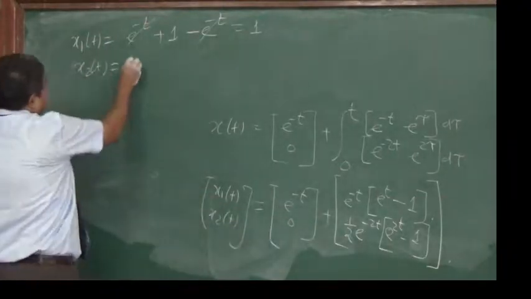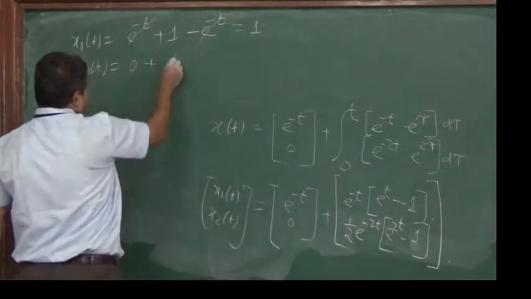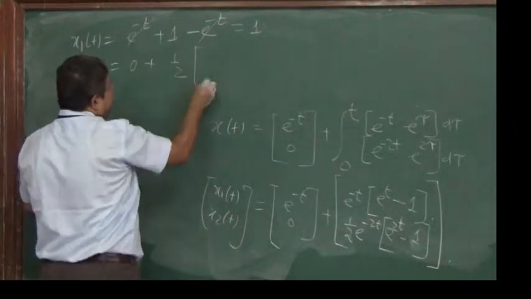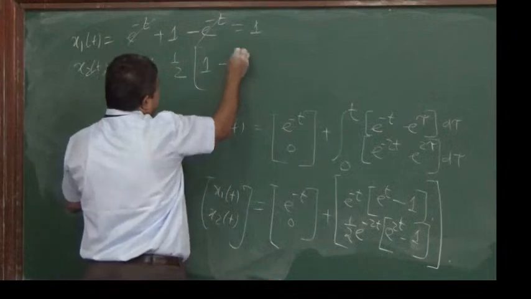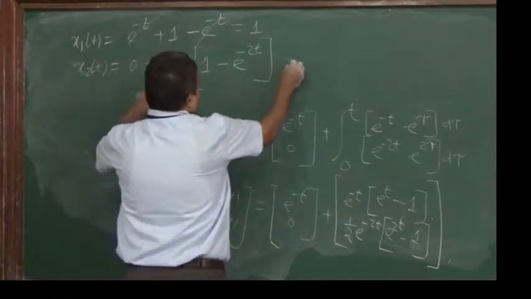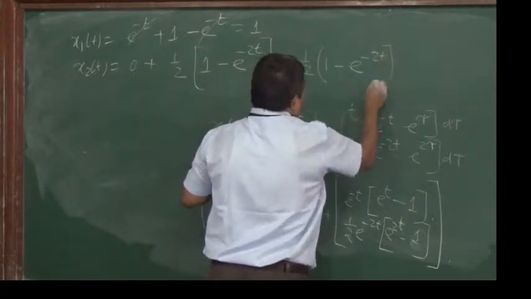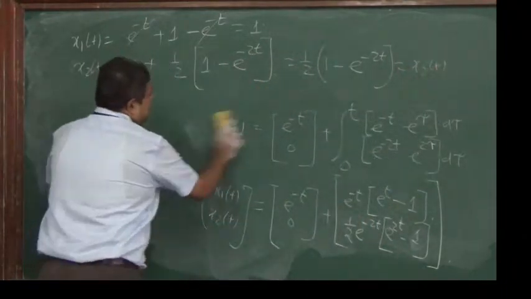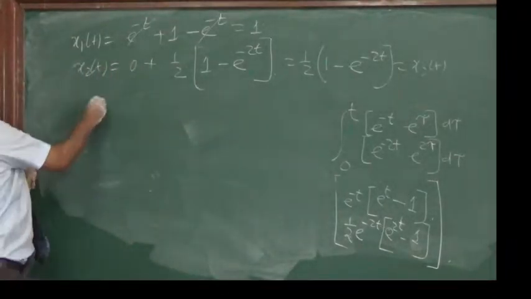0 plus this part. So half of e raised to minus 2t and e raised to 2t. So this is 1, 1, and this goes inside, so minus e raised to minus 2t. So how much is this? This is equal to half of (1 minus e raised to minus 2t). So this is equal to x2(t). So these are solutions. The non-homogeneous system is given with a step input, and we have found the solution.